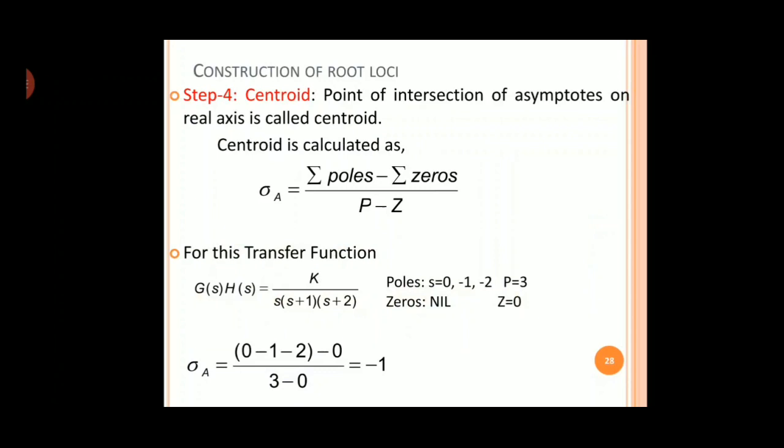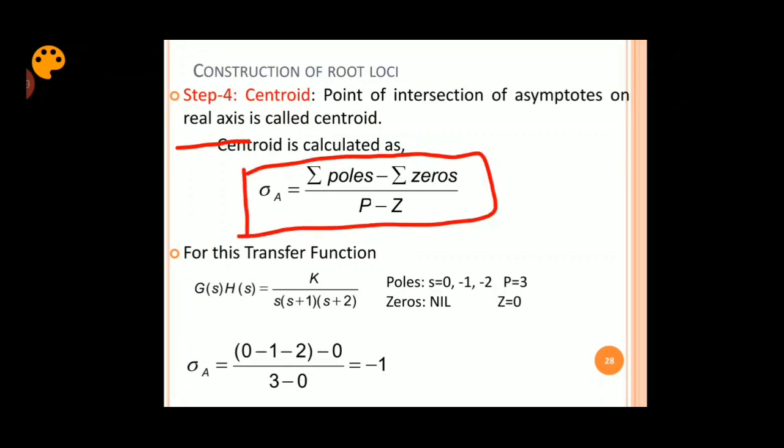Next step is to find the centroid. Centroid is a point of intersection of asymptotes on the real axis. So notice that it is a point on the real axis. Now how do we calculate a centroid? Summation of poles minus summation of zeros divided by p minus z. This formula gives the calculation for the centroid. I repeat, summation of poles minus summation of zeros divided by p minus z.